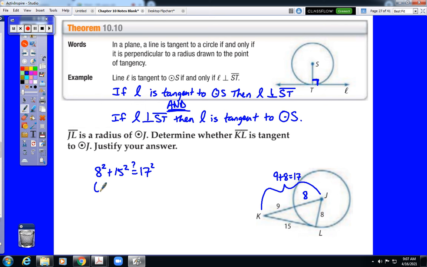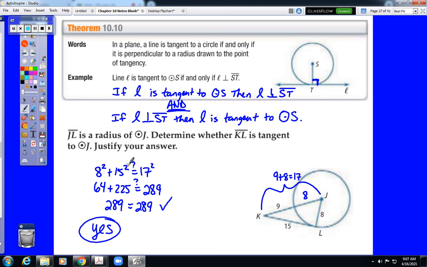So 8 squared is 64, 15 squared is 225. We're checking to see if those add together to be 17 squared, which is 289. And in fact, they are equal. So this does work, which means the answer is yes.